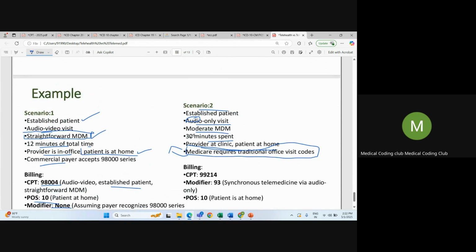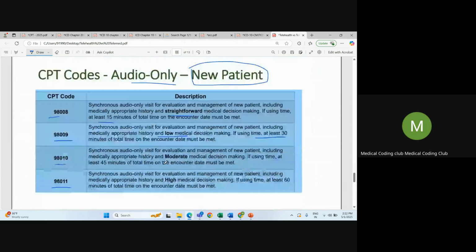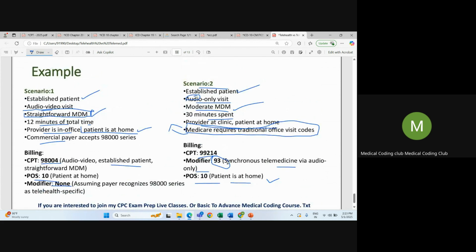So what we will do? We cannot code these traditional CPT codes. These traditional telemedicine CPT codes we cannot use because payer is Medicare. So what I will do for established patient, moderate MDM means I will utilize 99214, okay, 214, and then I will also utilize 93 modifier, synchronous telemedicine via audio only. Okay, so here I am showing with the 93 modifier, where this 93 modifier is specifying audio only, and POS 10, patient is at home, you can utilize. Okay, so this is how we will code.